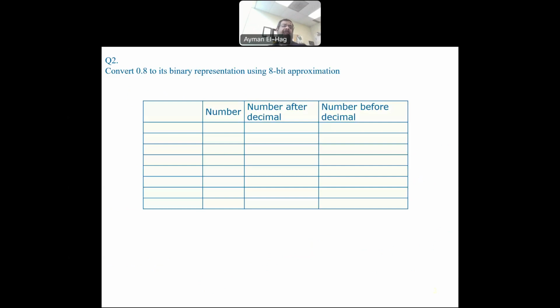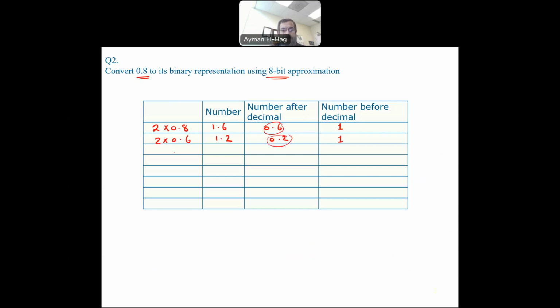Now, the second question says convert 0.8, which is in decimal system, to the binary representation using 8-bit approximation. So basically what you do, you take the number here, you multiply 2 times 0.8. The number here is 1.6. So the number after the decimal is basically the 0.6, and before the decimal is 1. Now you take the 0.6 here and you multiply it by 2. So 2 times 0.6 is equal to 1.2. The number after the decimal is 0.2. The number before the decimal is basically 1.